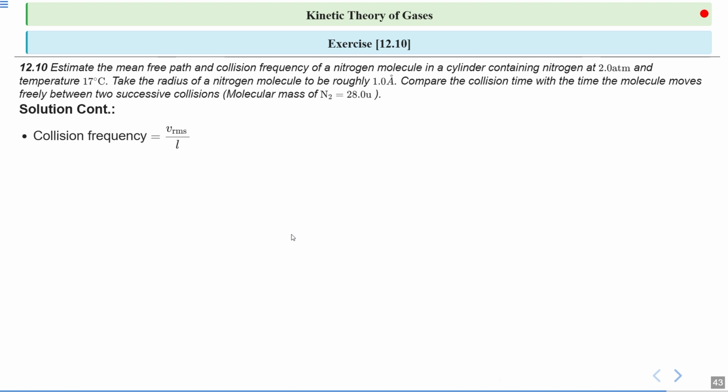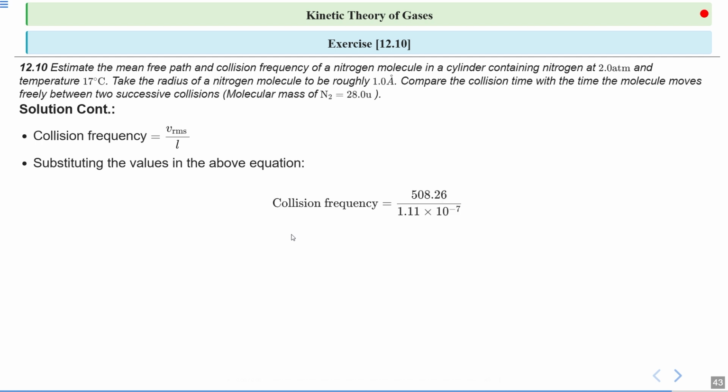So collision frequency is the ratio of the root mean square speed to the mean free path L. Now we will substitute the known values in our formula. So it will be 508.26 divided by 1.11 into 10 raised to the power minus 7. This gives a numerical value for the collision frequency. So it will be 4.58 into 10 raised to the power 9 per second. This high frequency indicates that nitrogen molecules collide very often in the given conditions. It's important to note how this frequency relates to the behavior of gases.